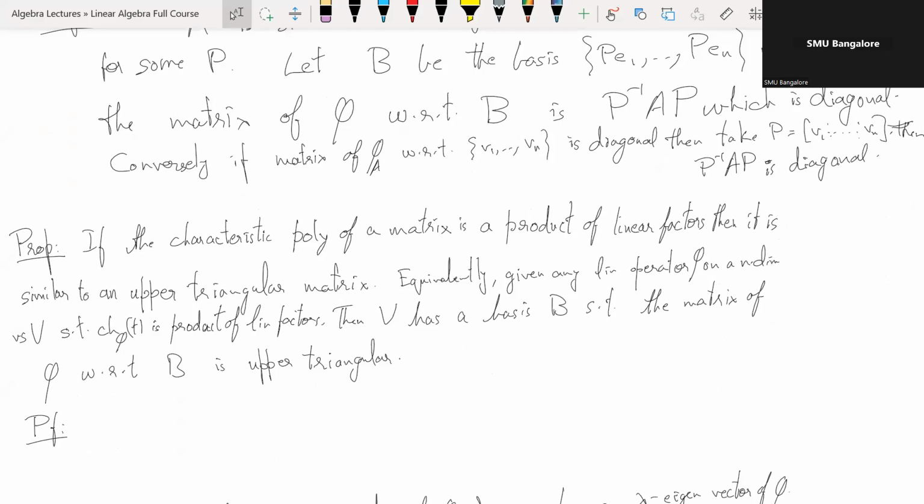So let A be a square, n by n matrix, such that the characteristic polynomial of A is a product of linear factors.